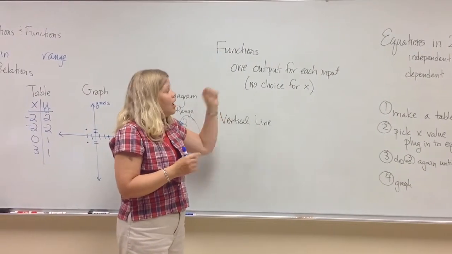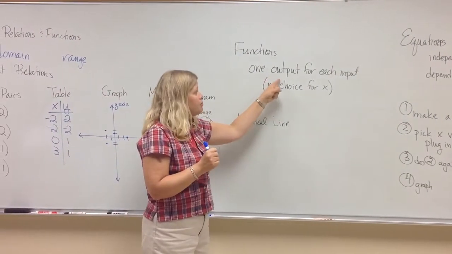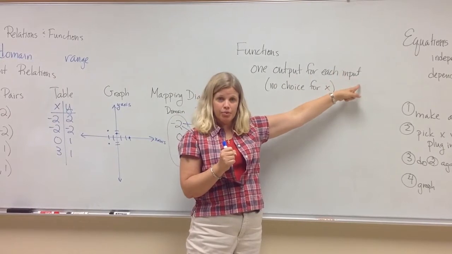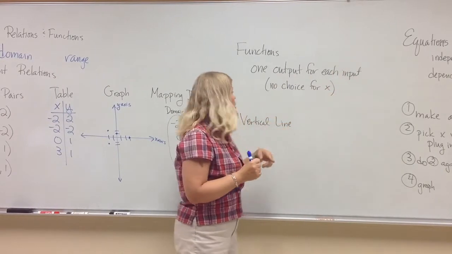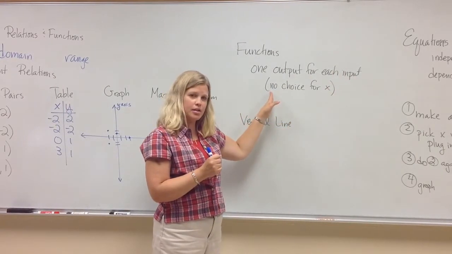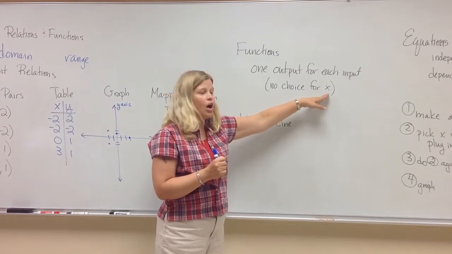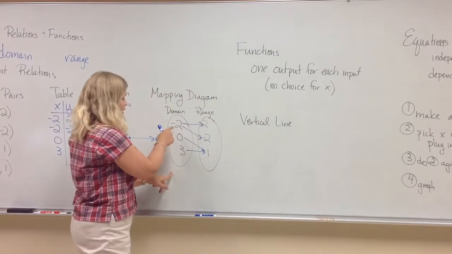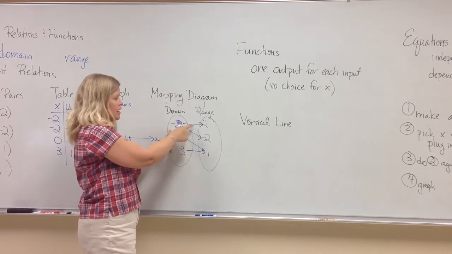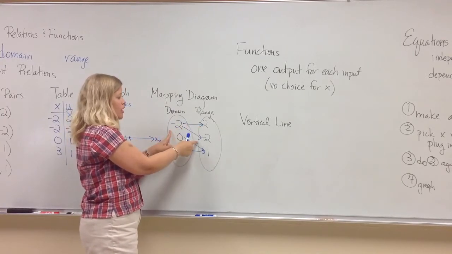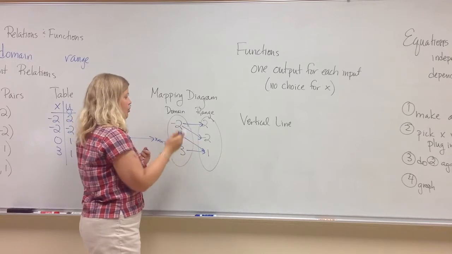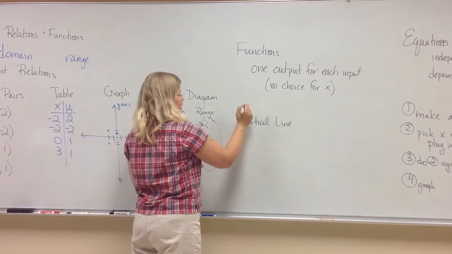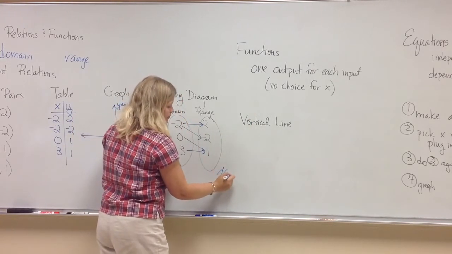Functions, here's your rule: one output for each input. I kind of made a comment: there is no choice for x. If you look back here, this x got a choice. It got to pair up with 2 or -2. So what we have here is not a function.